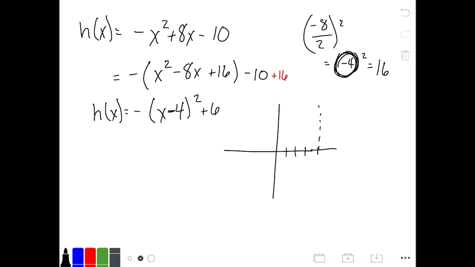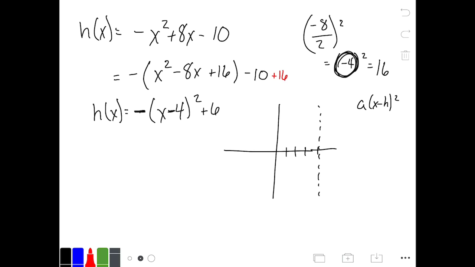Now some of you may be asking the question, how come I didn't have to worry about this negative out here? Why didn't I do like an opposite of an opposite thing? The negative out in front just corresponds with the a in the equation. Again, the a times the x minus h part. The a is negative 1 here, so you don't have to worry about that when you're looking at the axis of symmetry. The only number you care about for the axis of symmetry is the number next to x, whatever that is. So then the rest of it's the same.